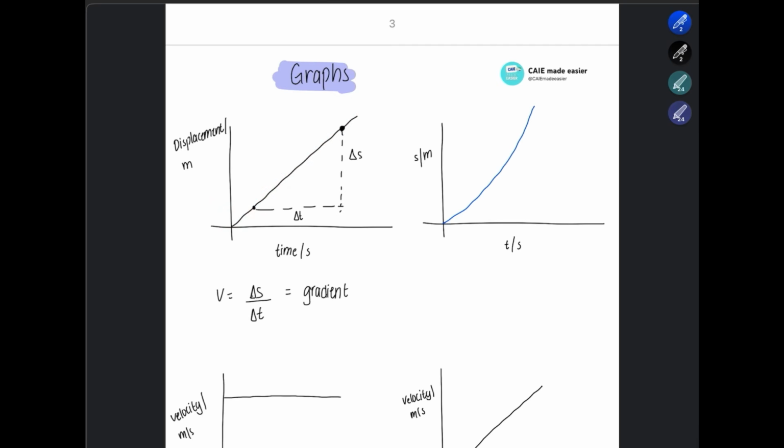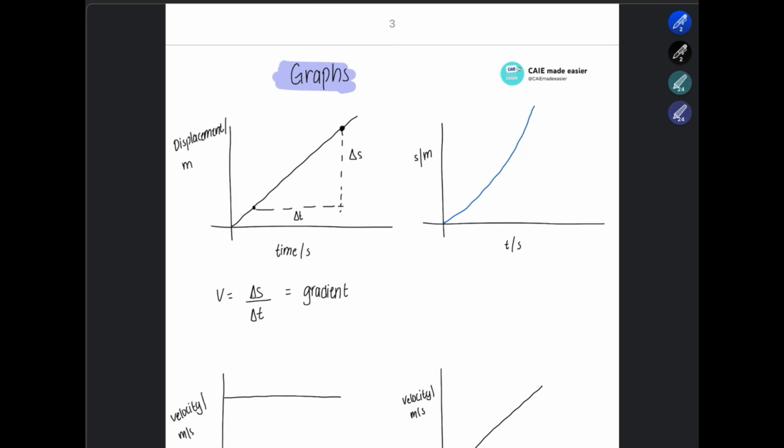Now on the other side, you can see that the gradient constantly changes, okay? So at this point, this is the gradient. At this point, this is the gradient. You just have to draw a tangent at that particular point.